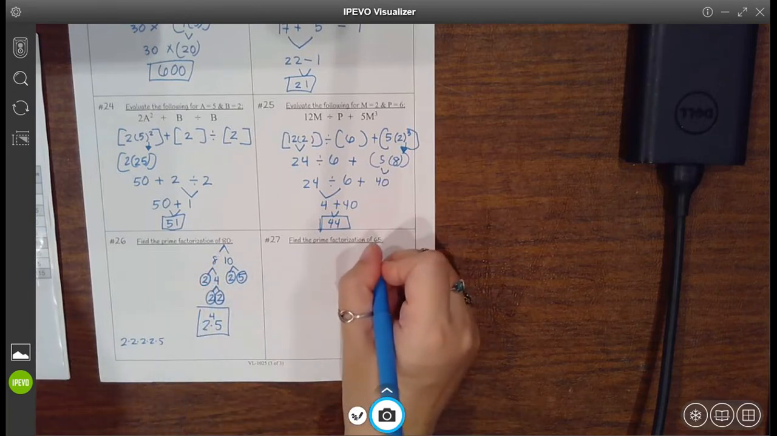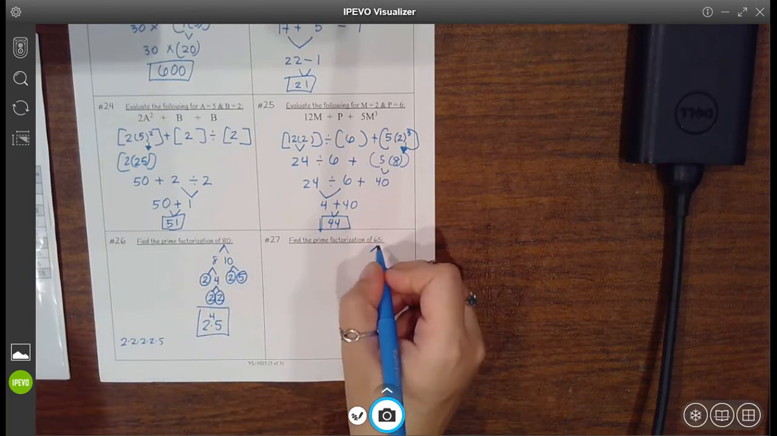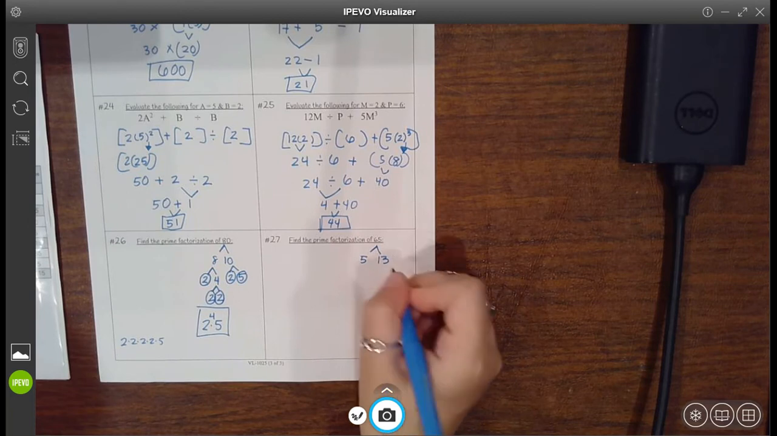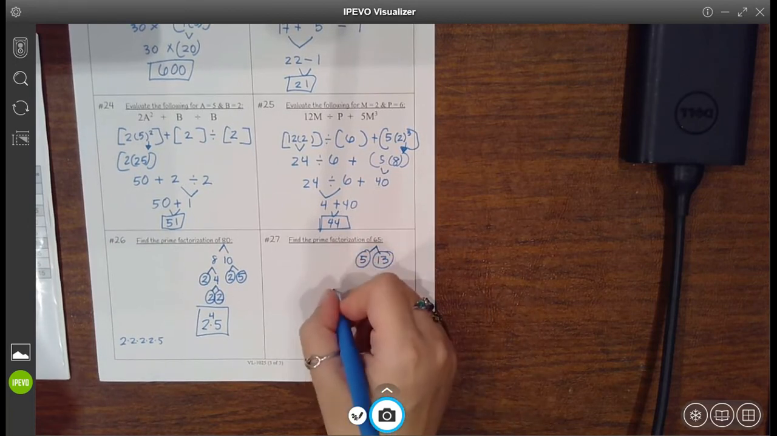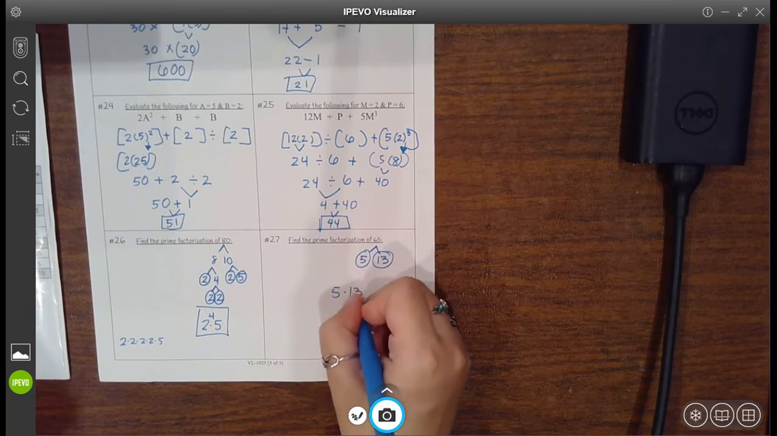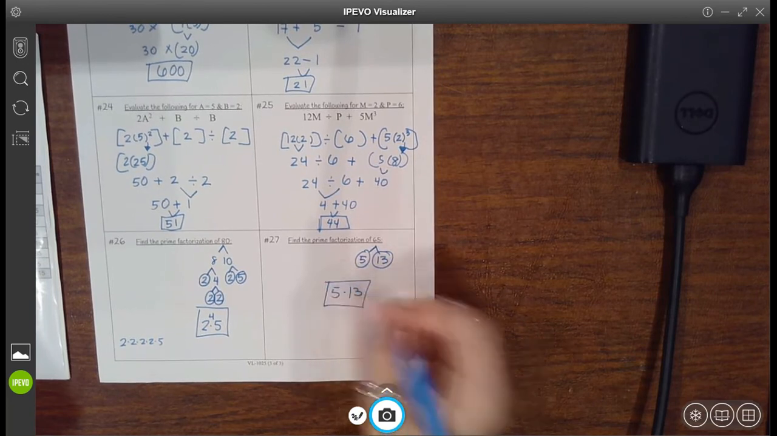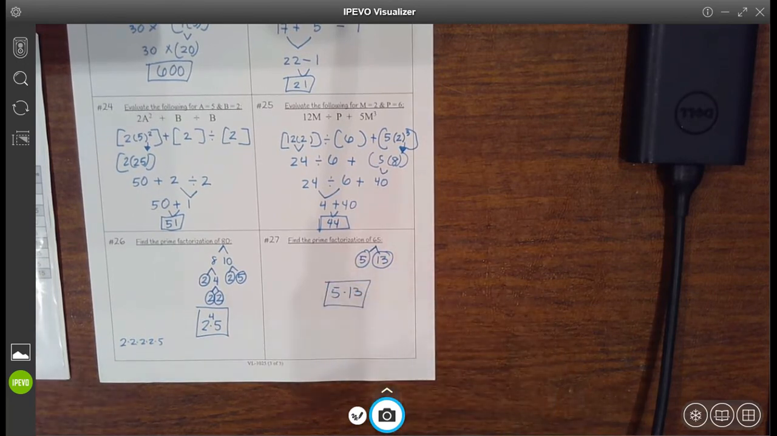Just FYI. Okay, this one, I know it ends in a 5, so 5 can go in. 5 times 12 is 60, so this must be 5 times 13. 5 is prime, 13 is prime. Look at that, that was easy. 5 times 13. Done. That is a prime factorization of 65.